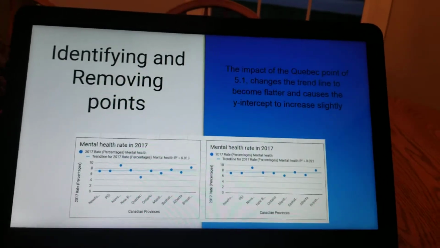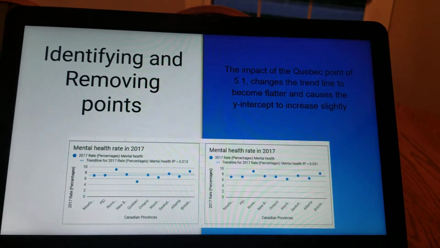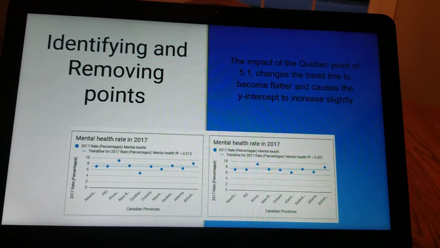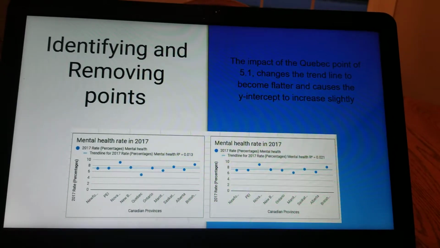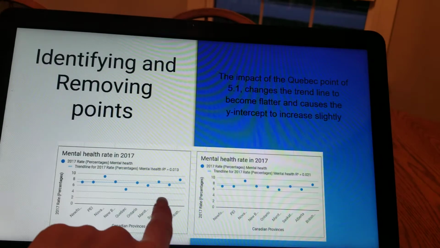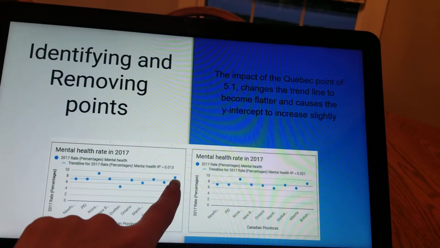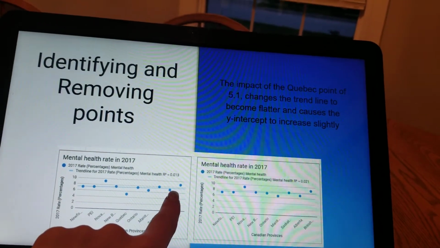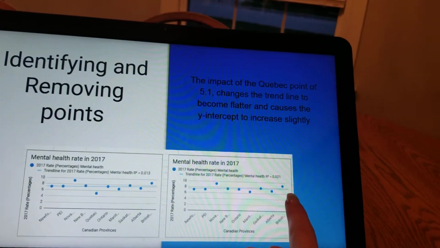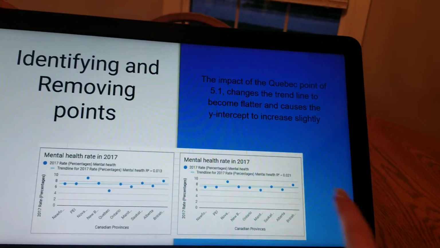So again, identifying and removing points. So for mental health, the impact of the Quebec point 5.1 changes the trend line to become flatter and causes the y-intercept to slightly increase. So again, over here, we can see how the trend line is a little bit below our 8 right here. And then over here, it's a lot closer to and almost exactly on the line.